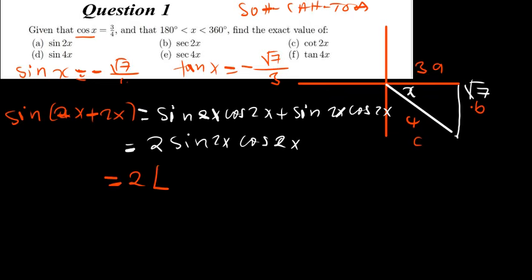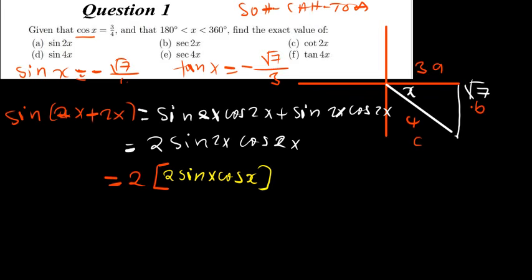So what is the identity for sine 2x? Come on, guys, you can do this. What is the identity for sine 2x? It is 2 sine x cos x.